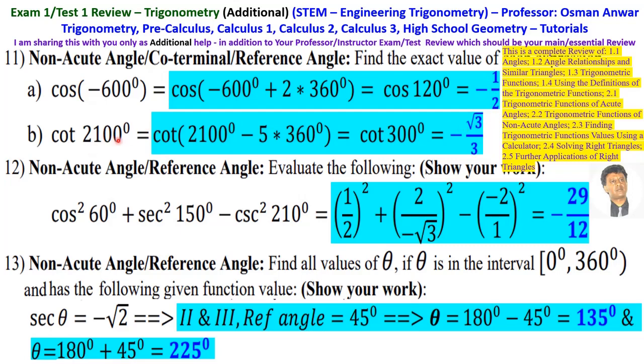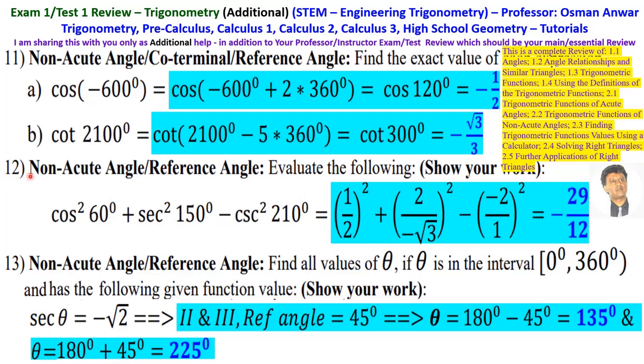Cotan 2100 degree, the smallest positive coterminal of this is 2100 degree minus 5 times 360, which is cotan 300 degree, and this is in the fourth quadrant. And the reference angle for this is 360 minus 300, which is 60. So cotan in the fourth quadrant is equal to square root of 3 over 3, and it is negative. Okay.